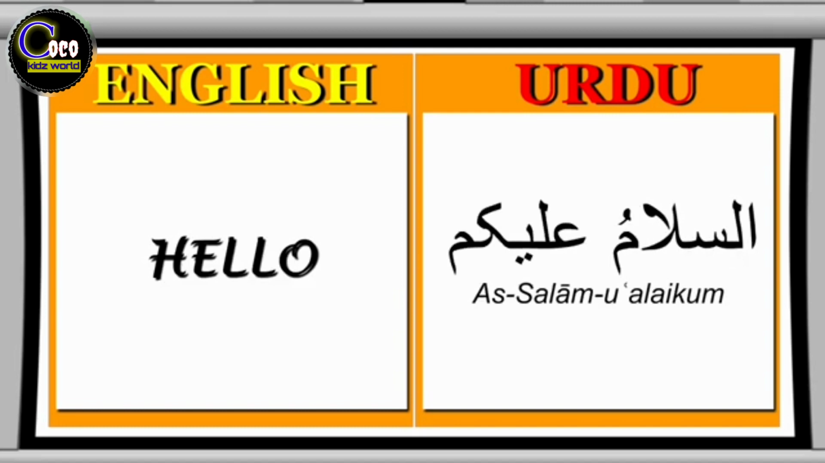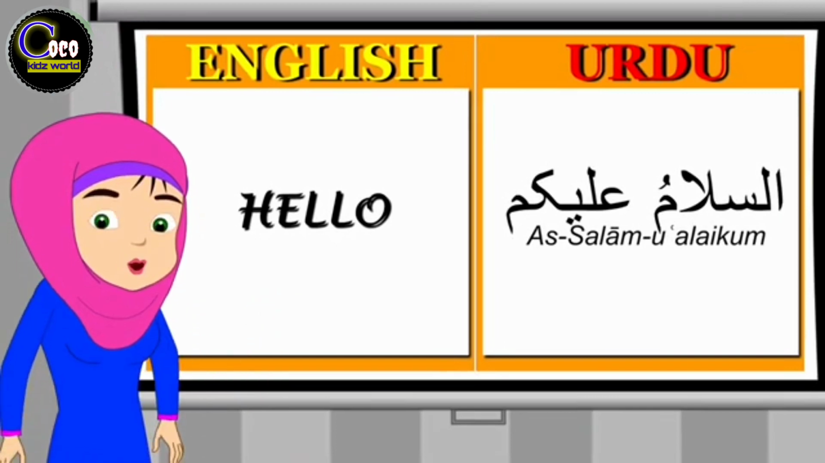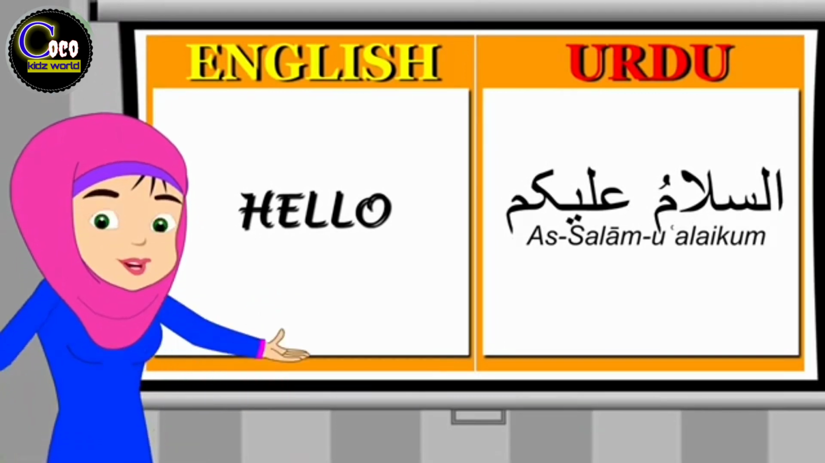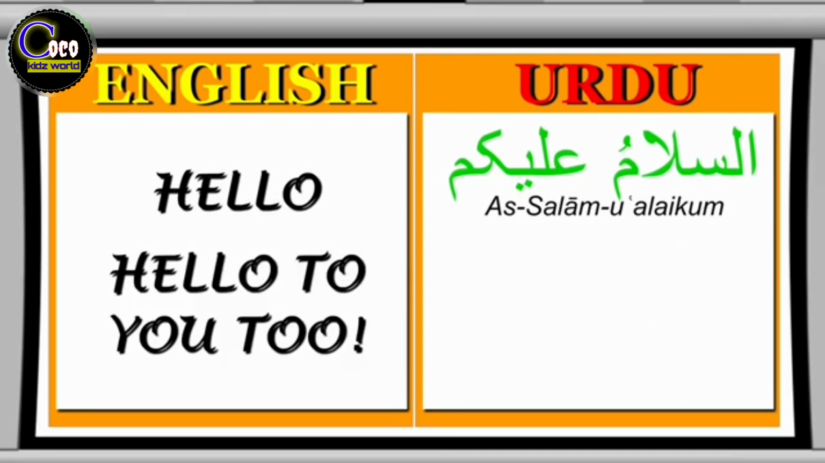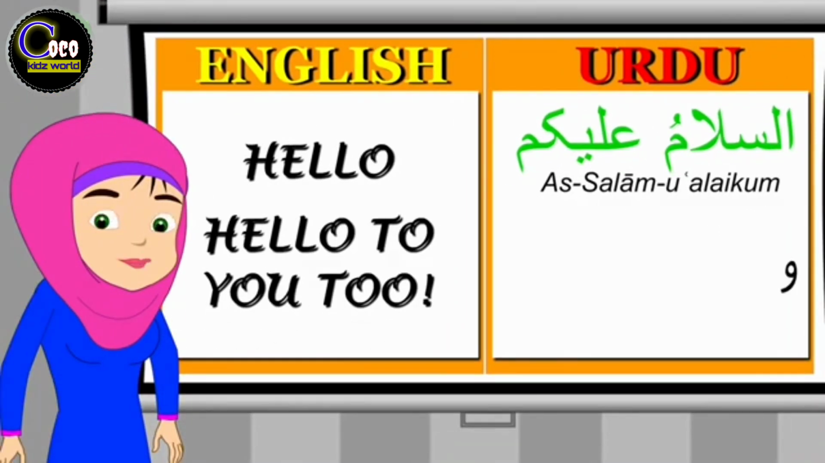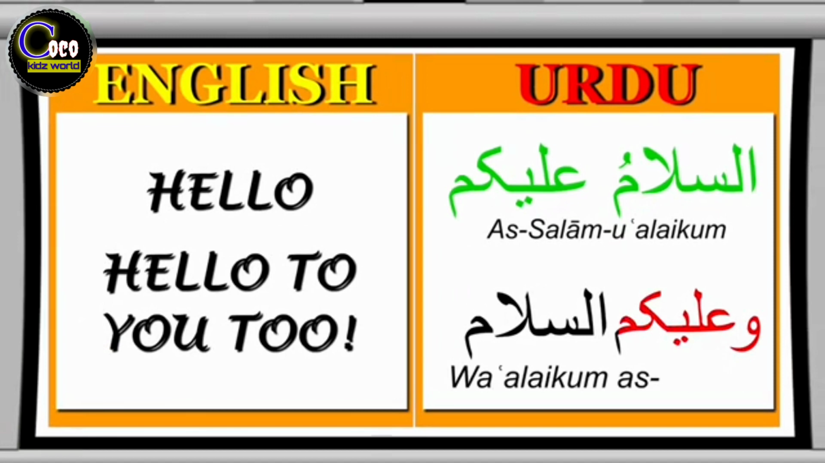Assalamu alaikum. The literal meaning of this sentence is peace be upon you. This word is actually Arabic, but all Urdu speakers greet in this way. It is often shortened to salam. Now, what do you reply for salam? Hello to you too. We say wa alaikum assalam, and this means peace be upon you too.